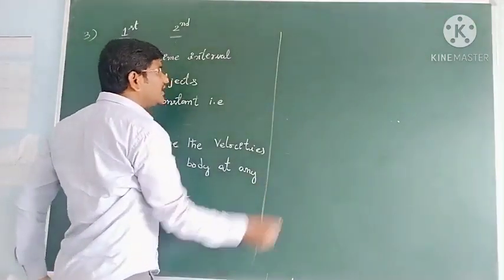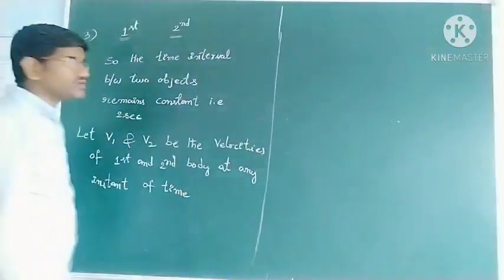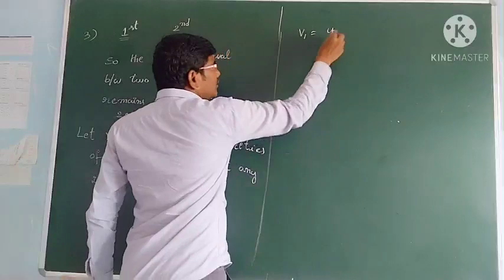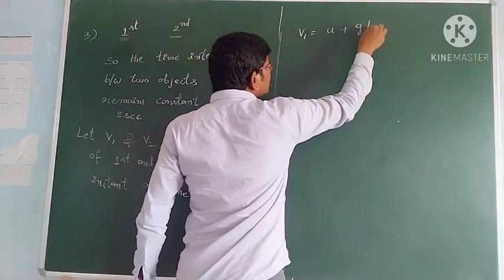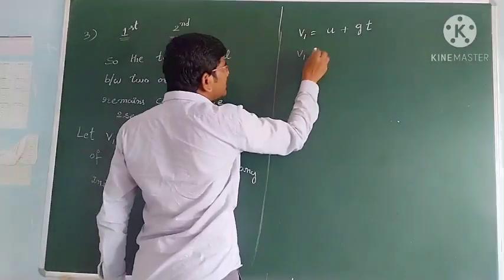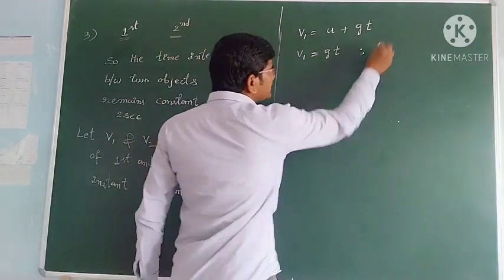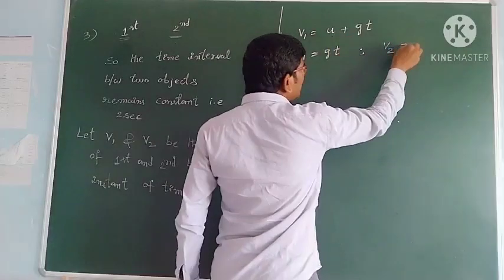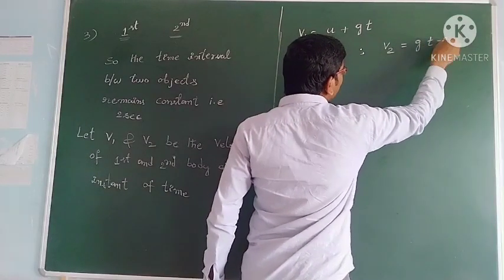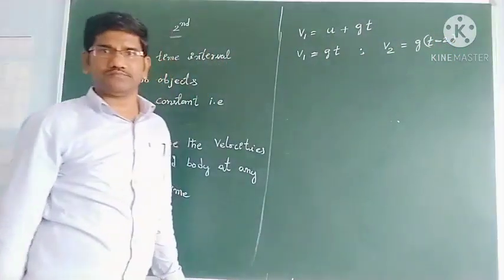Then the velocity of the first body after t seconds, v1, is equal to u plus g t. It is a freely falling body, so v1 is equal to g t. And similarly, the velocity of the second body, also a freely falling body, with initial velocity 0, is g into, and for this the time is t minus 2. The time difference between them is t minus 2.